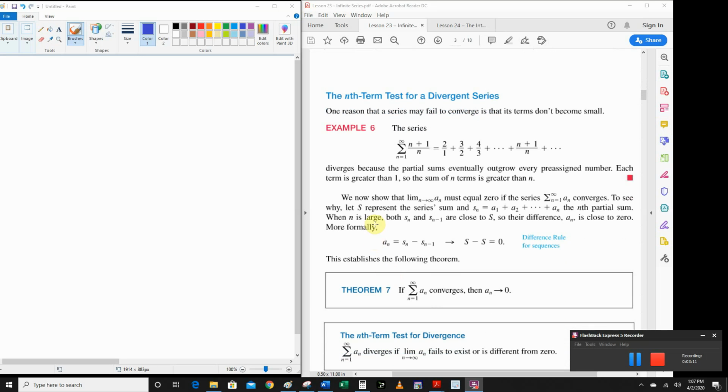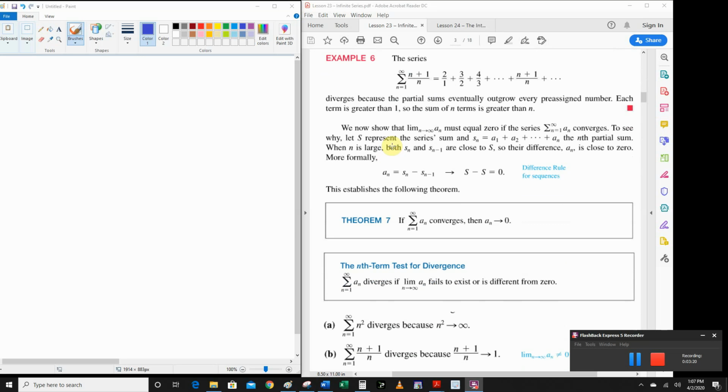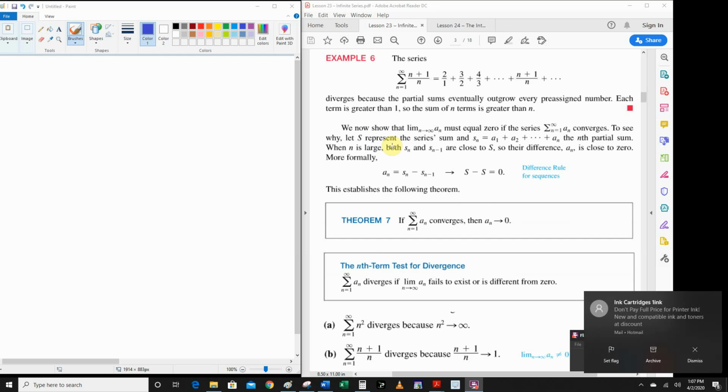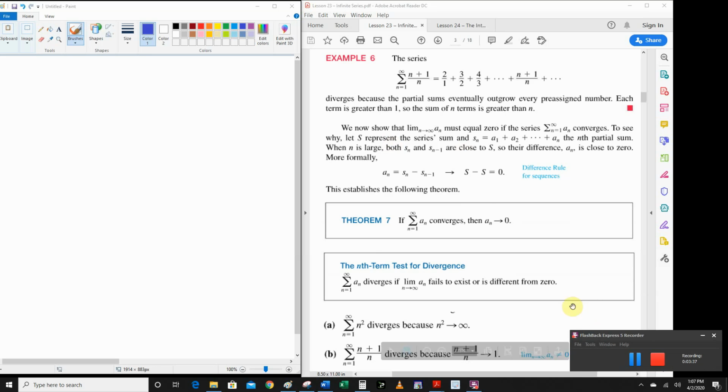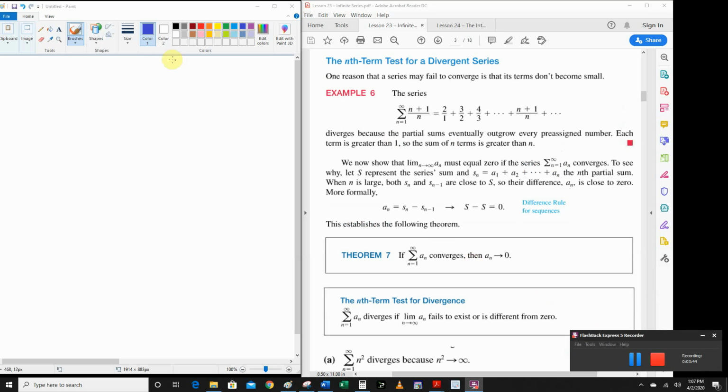Let me introduce to you the first test for a divergent series, and it's called the nth term test. If you take the limit as n approaches infinity and your series fails to exist or is different from 0, then that means your infinite series diverges.